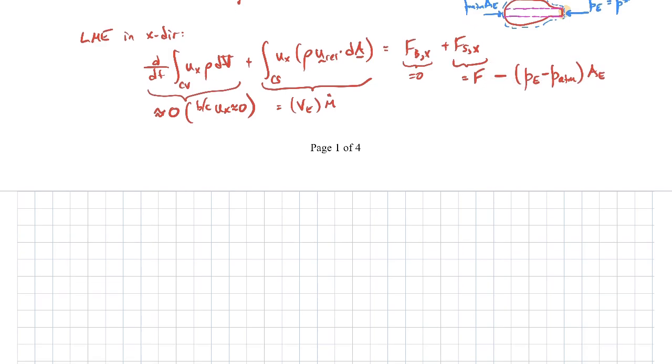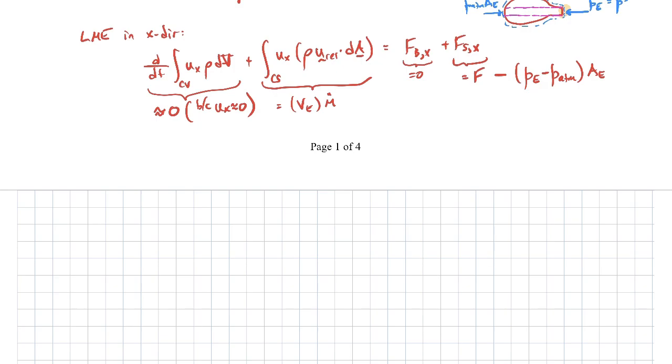So let's go ahead and rearrange that equation to solve for the force F. So the force F will be m dot times VE plus PE minus P atmosphere, or that's really the back pressure, times AE.